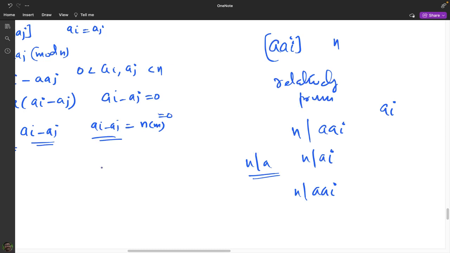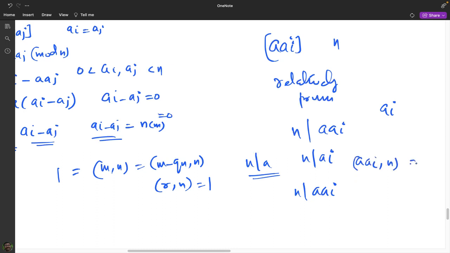Okay, so when you found the GCD, I hope you remember the Euclidean algorithm. In the Euclidean algorithm, the GCD of m and n is the same as the GCD of m minus qn comma n. That means remainder comma n. So similarly, if the GCD of m and n is equal to 1, this should also be equal to 1, right? So if the GCD of ai comma n is equal to 1, what would be the GCD of the remainder when ai is divided by n and n? That also should be equal to 1, right?